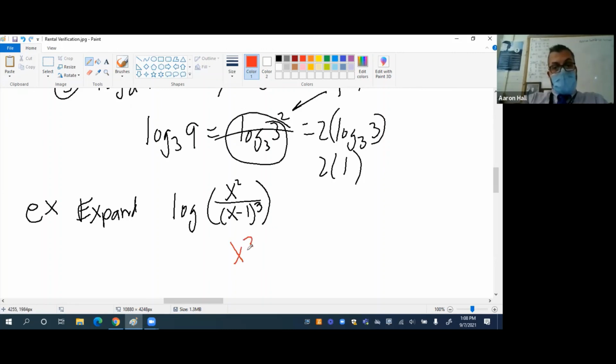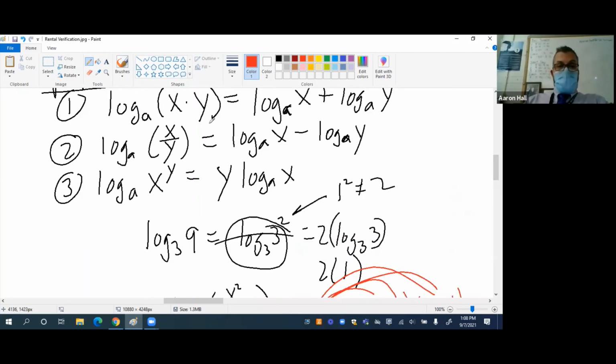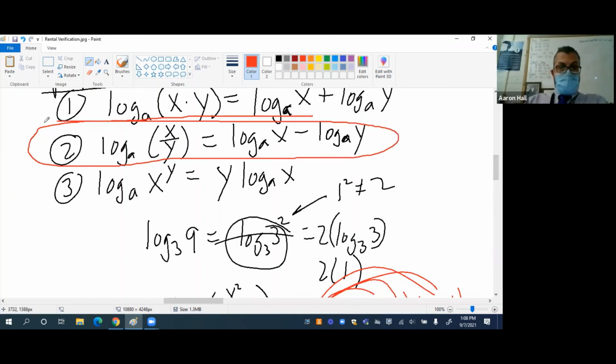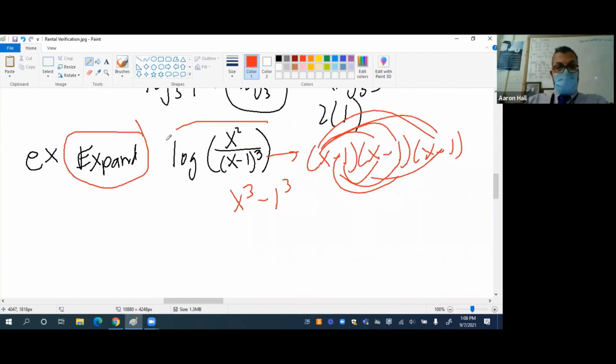So it's to get x cubed minus 1 cubed. Is that allowed? Or is this x minus 1 times x minus 1 times x minus 1, which means you have to distribute a bunch of stuff and it'll take forever? I want you to consider, Damien, using this law here. If I use this law right here, can you think of a way of expanding this?